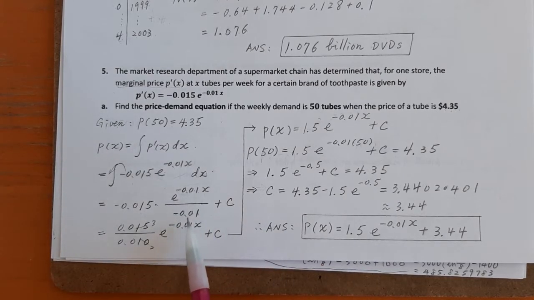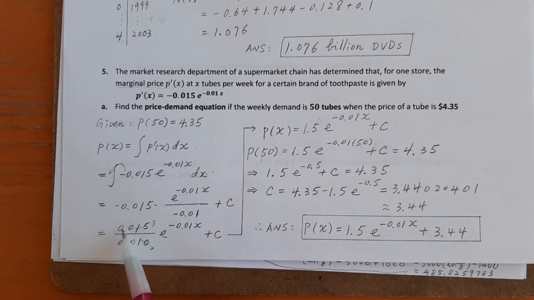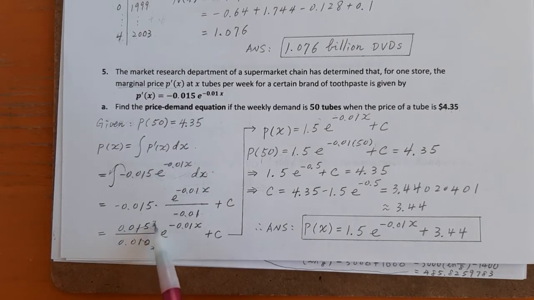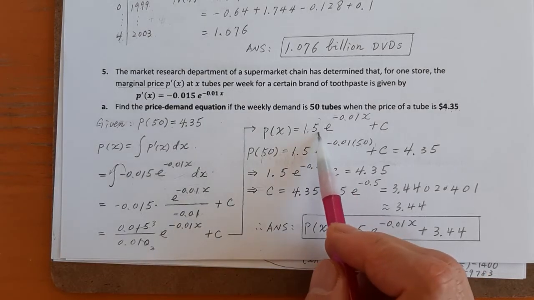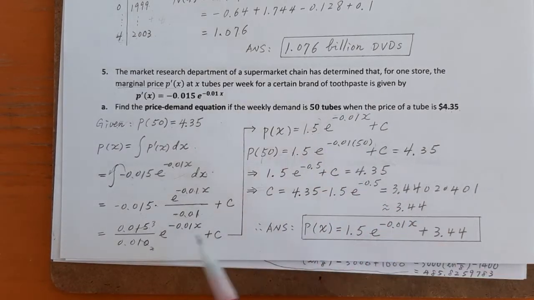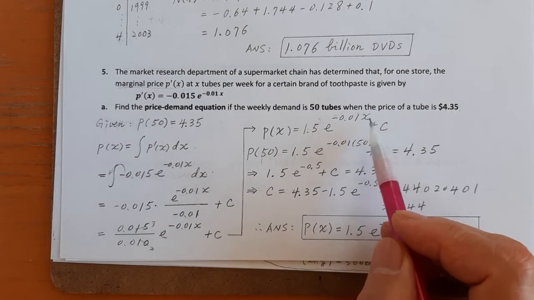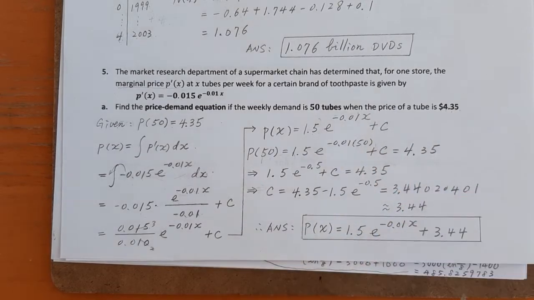Then simplify: negative and negative gets positive, so we get 0.015 over 0.01 e to the power negative 0.01x plus c. And this cancels with 5, getting 3 over 2. 3 divided by 2 is 1.5. So 1.5 e to the power negative 0.01x plus c.